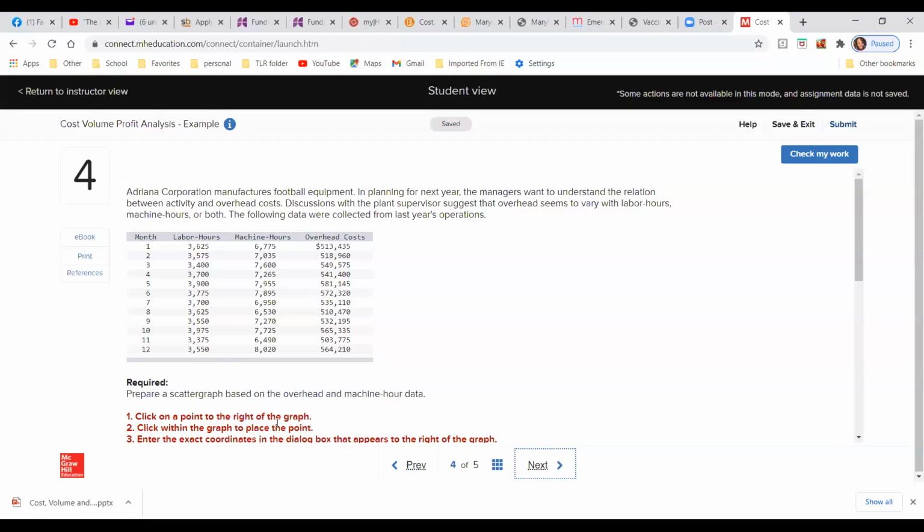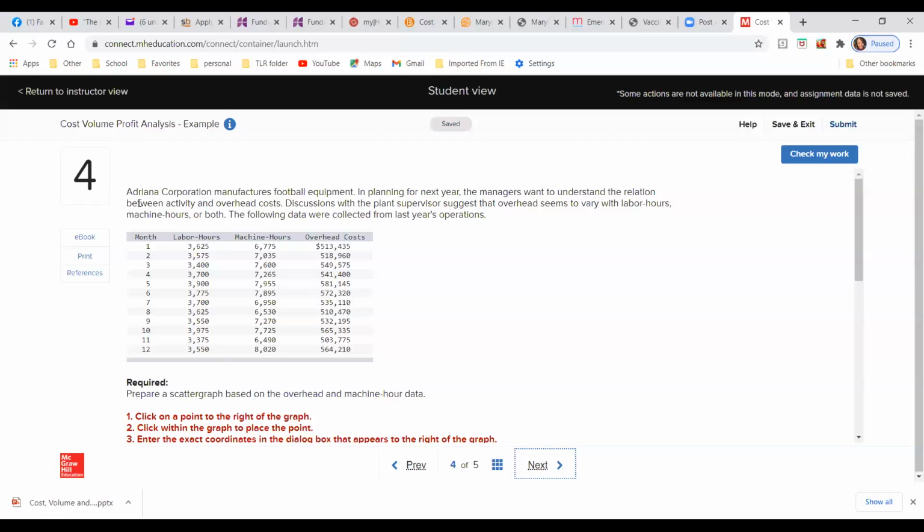The two components that make up total cost are our variable portion and our fixed portion. So if you're given one blanket number, like in this case overhead, you don't know on the face of it what portion of that number is variable and what portion is fixed. Using the high-low method is one way to separate them out.